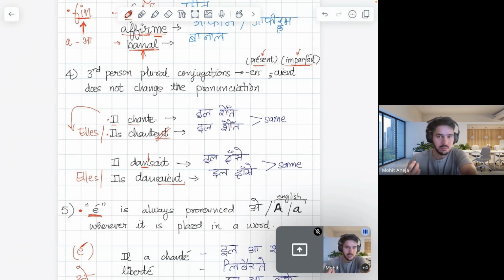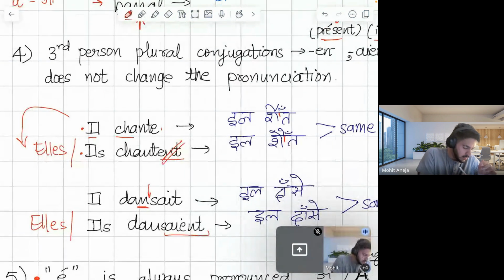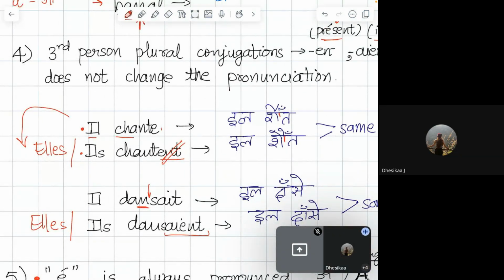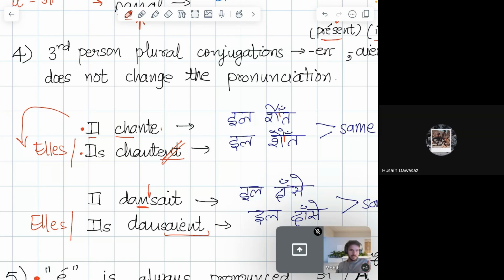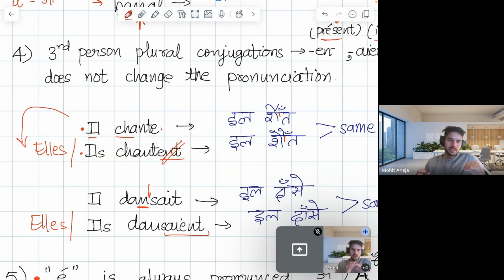Can Desika please read the first pronunciation with singular il: Il chante. Hussein, can you read the second one? Il chante. Yes. So you see, there is no difference at all. We don't say it as il chantant, even though I write it as ent, right?